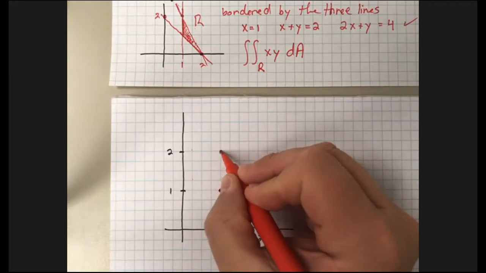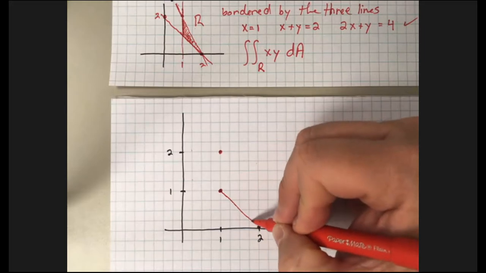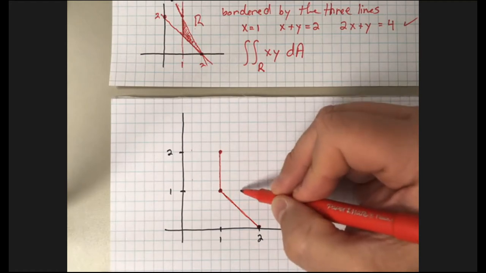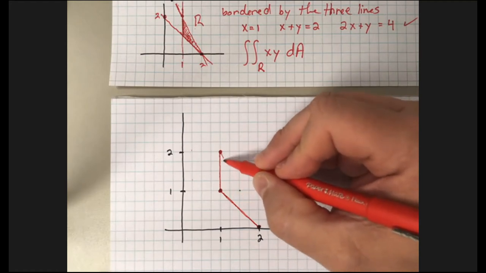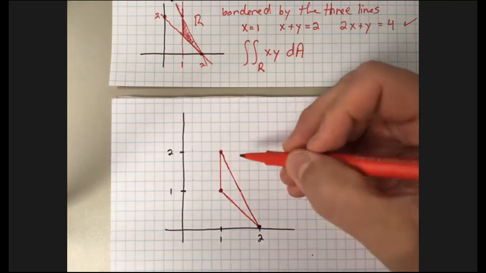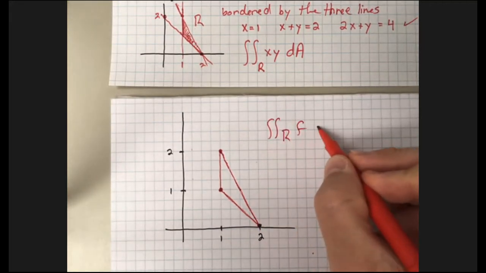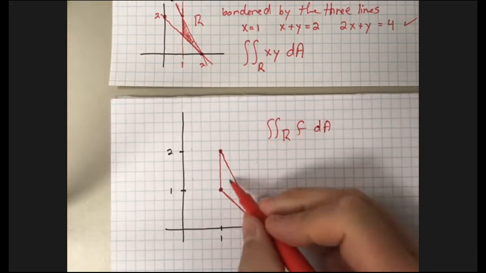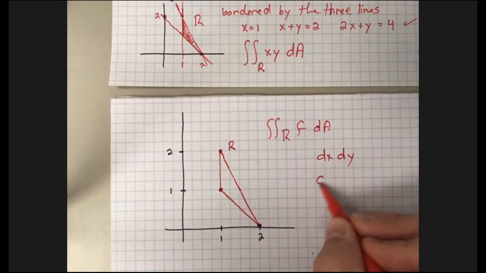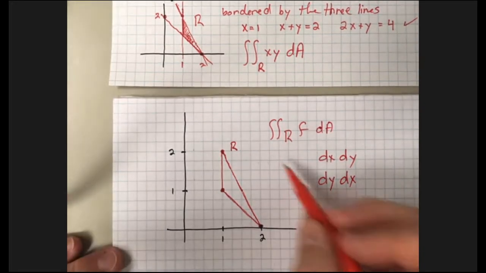I see the corners of this triangle. This region is a triangle, and this is a straight line. This time I won't draw all the straight lines. I'll just draw the borders that I need to describe my region. But should I integrate this now? When I do the integral of f with respect to the area of this triangle R, should I do that dx dy or dy dx? Now, legally, I can do both, but the cost is different in both.